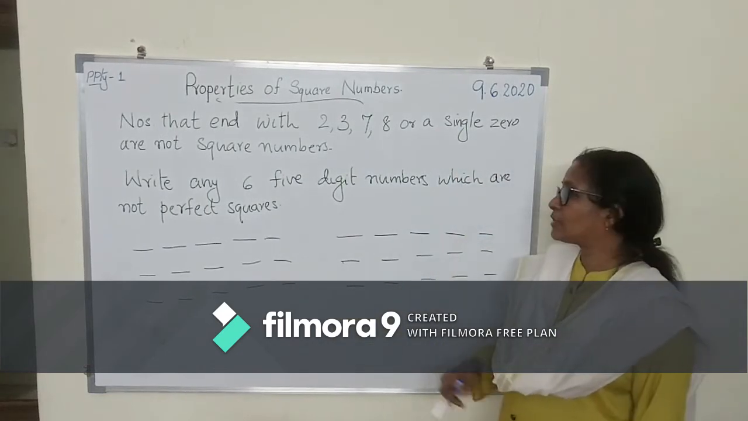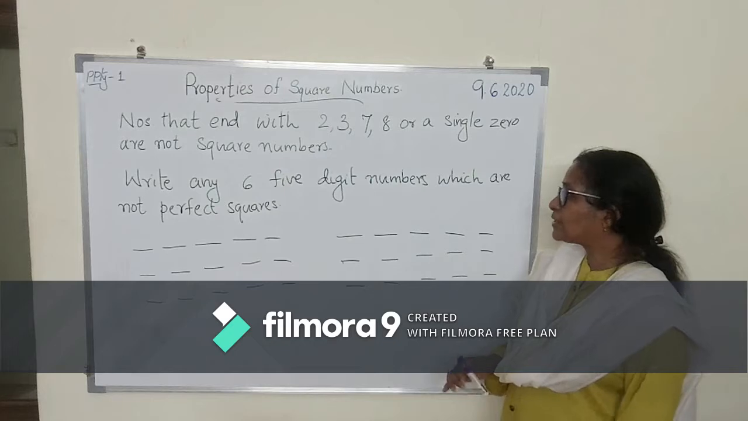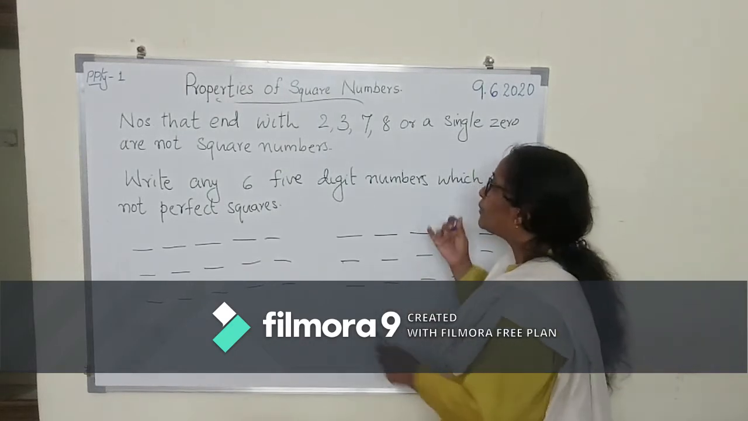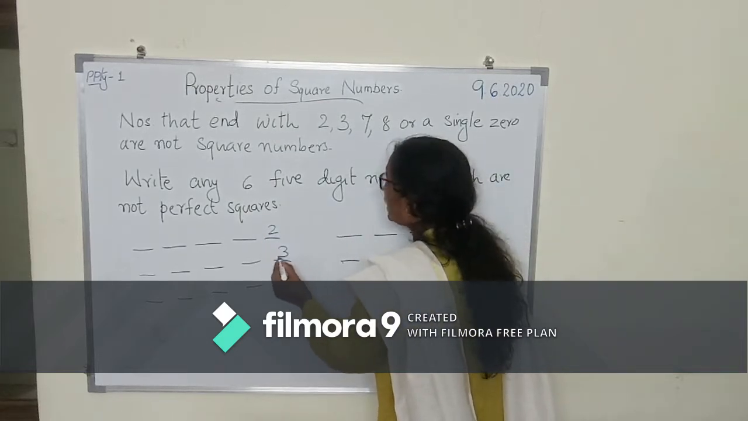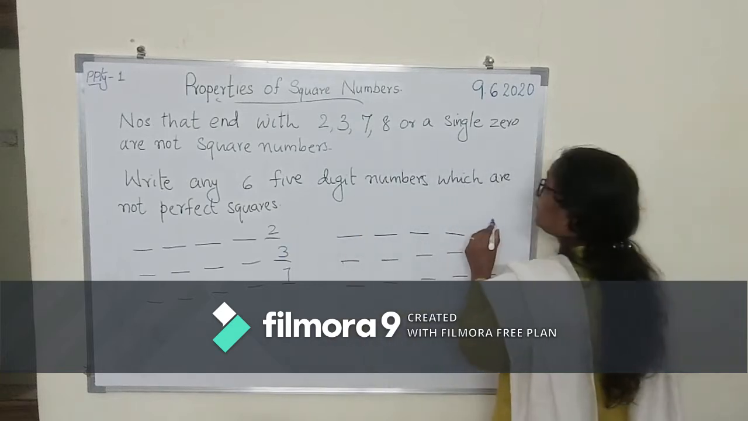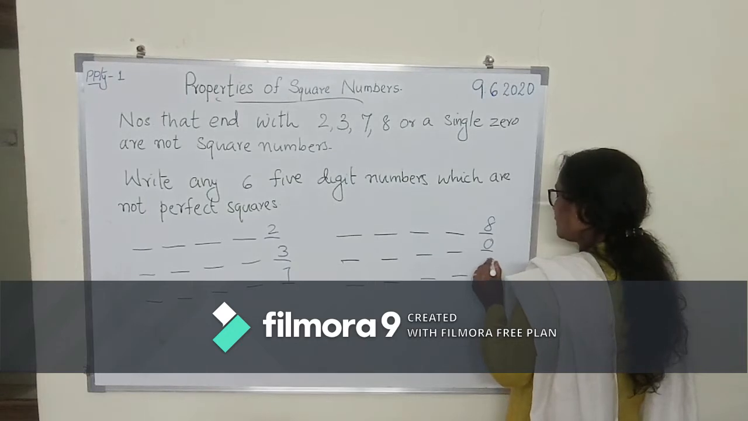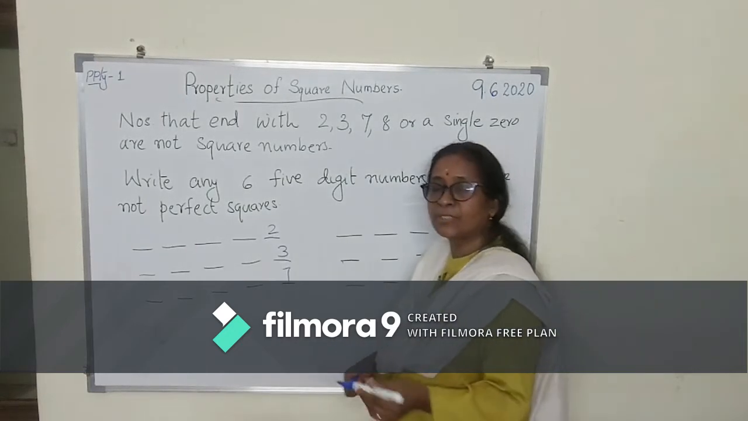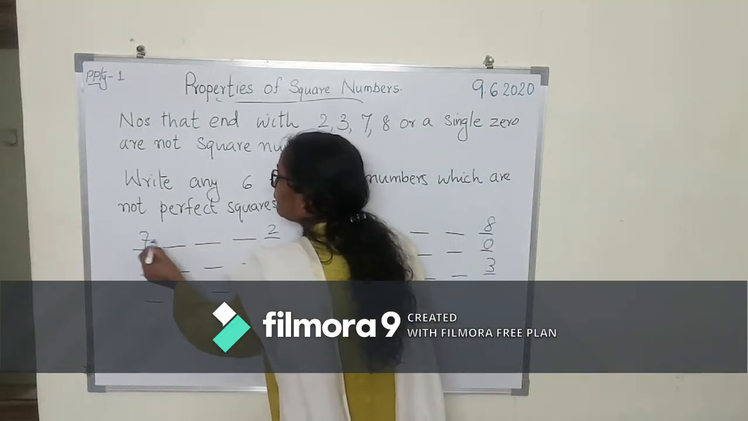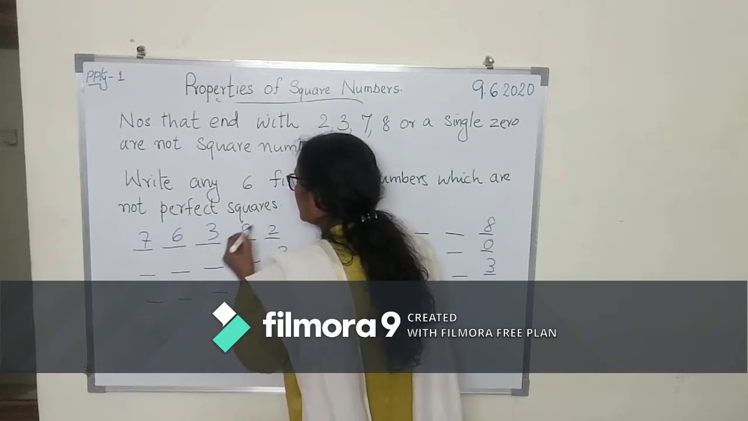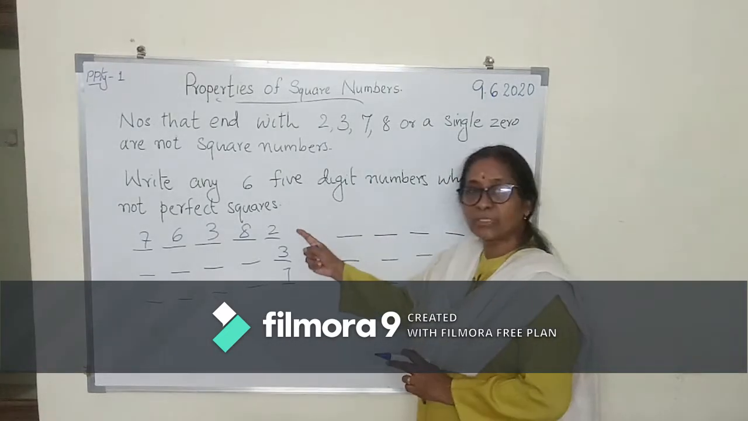So here I have given you a question, write any 5 digit numbers which are not perfect squares. So what I have to do is, you write any of these digits in the unit place. For example, here I wrote 2, here I wrote 3, here I wrote 7, and here 8 and 0. Any of the numbers you can repeat. Wrote here 3. All other digits you can write any number. Any number can be written in this place. For example, if I wrote 7, 6, 3, 8. This number is not a perfect square. Okay, this is not a square number.